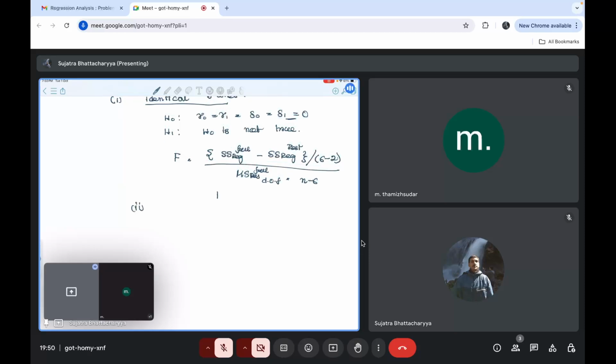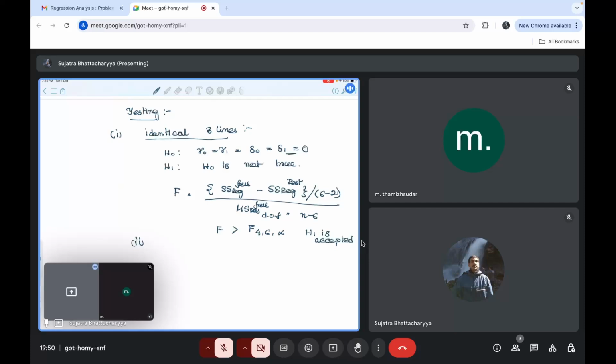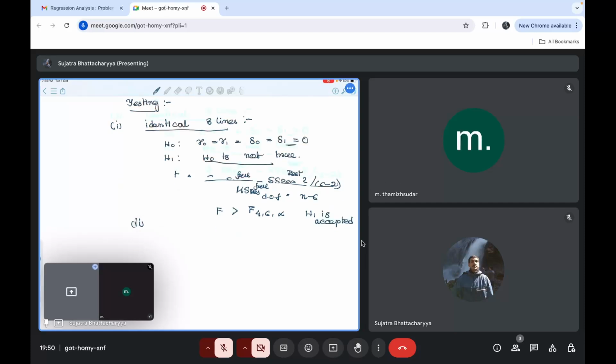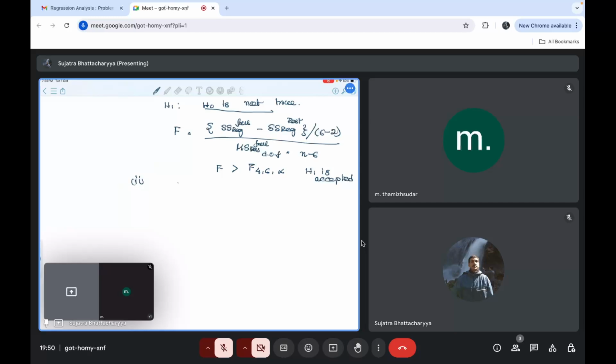Secondly, F greater than F 4, 6, alpha. Alpha is the level of significance. If this is true, then H1 is accepted. H1 is accepted means what? We cannot go for identical lines because H0 is not true. Next is three lines parallel.